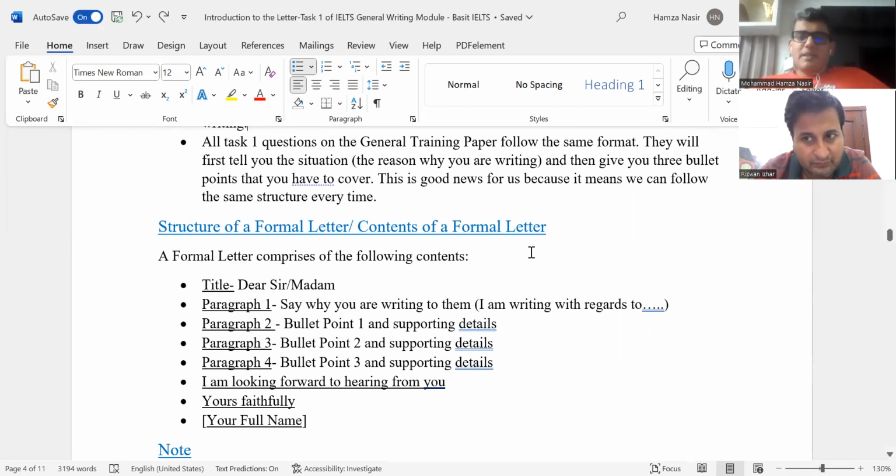After that, like I said, there are 4 dimensions to your letter, be it formal or informal or semi-formal. The first thing is the reason why you have to write the letter. So paragraph 1, say why you are writing to them. Tell them exactly. Just tell them I'm writing with regards to so and so, whatever the postulated scenario is that is given to you in your question paper. Paragraph 2, bullet point 1 and supporting details. Paragraph 3, bullet point 2 and supporting details. Paragraph 4, bullet point 3 and supporting details.